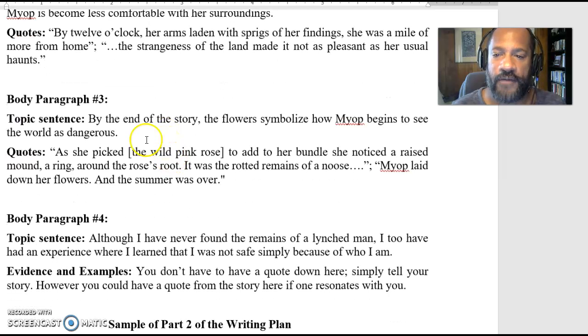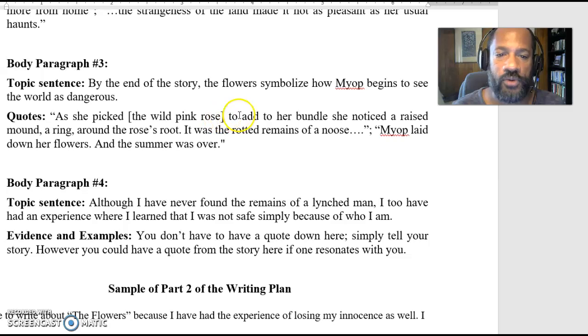Then I have body paragraph number 3. By the end of the story, the flowers symbolize how Mayap begins to see the world as dangerous. "As she picked the wild pink rose to add to her bundle, she noticed a raised mound, a ring around the rose's root." That's the noose around the rose's root, right? "It was the remains of a knotted noose." Mayap laid down her flowers and the summer was over, right? So this is a bit darker, where we have flowers connected with the noose.